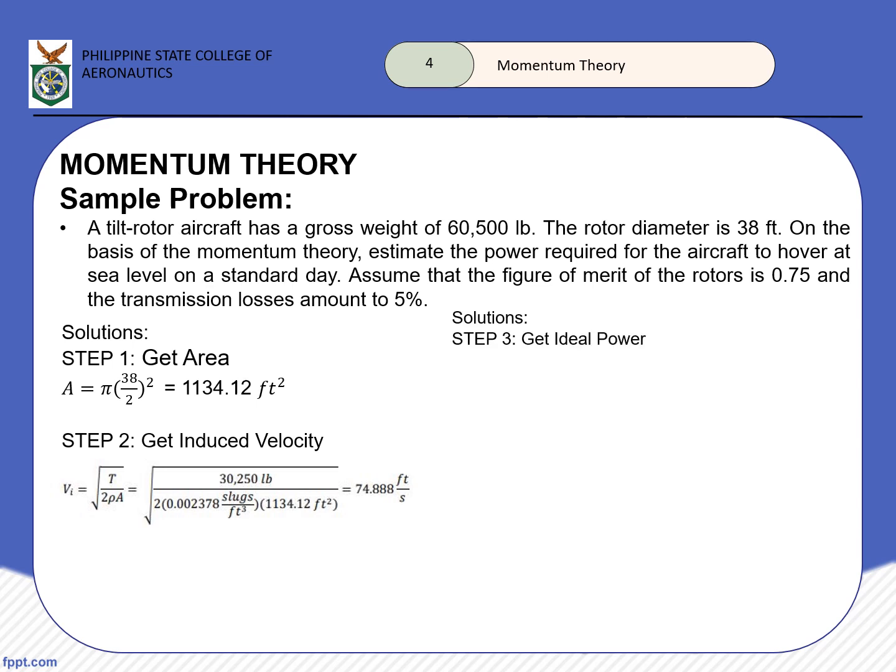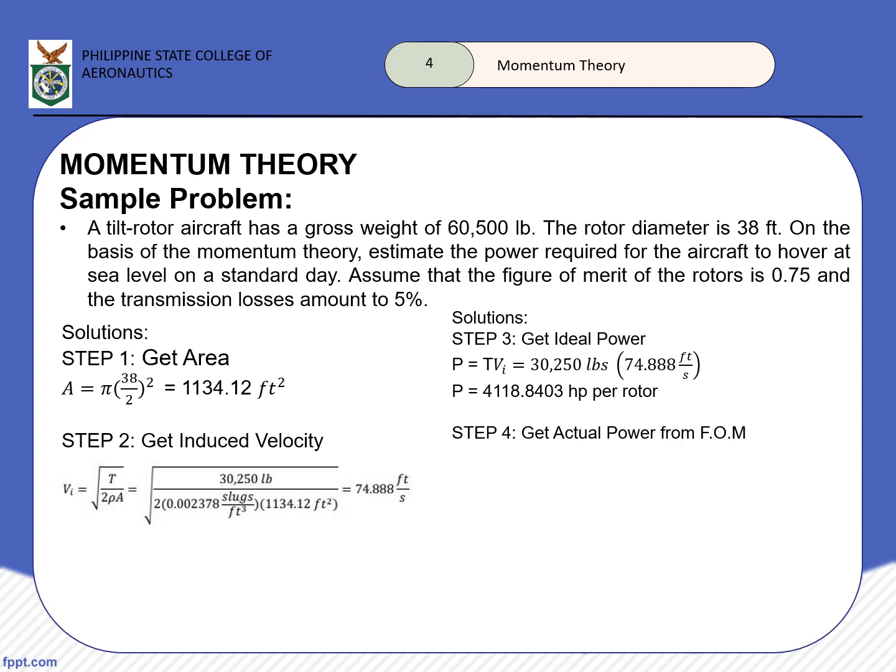And our next step is to get the ideal power. From our formula, P is equal to T V_i. So we have our T, which is 30,250 pounds, multiplied by our induced velocity, which is 74.888. And we would be getting 4,118.8403. Take note that for this one, always convert to horsepower.